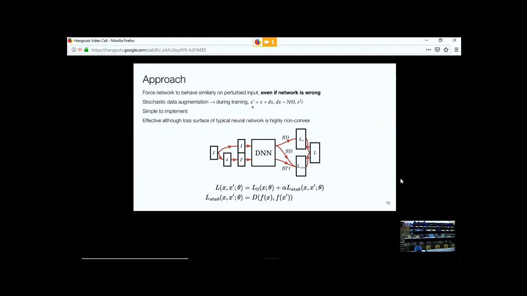The second point here is that you sample these X primes. We sample the noise as a Gaussian during training, and every step, during every forward pass through the network, we sample one of these dXs, IID from this Gaussian. So this is quite simple to implement. It's not very complicated, but it turns out to be very effective, as opposed to what happens when you use data augmentation, where you just add these X primes to your training data set, but only use this original loss L0.